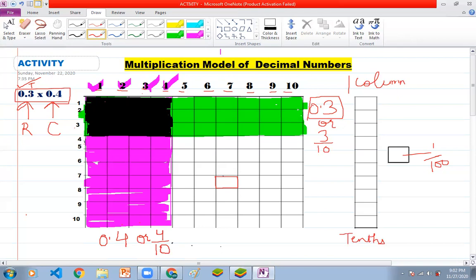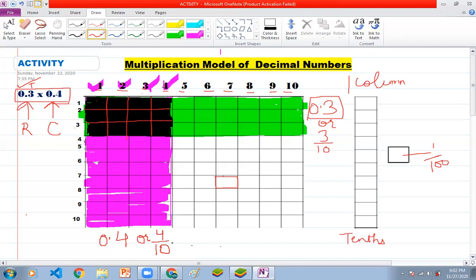And now how will you get the answer of the multiplication of 0.3 and 0.4? The overlapping part will give you the multiplication answer, right? The overlapping part will give you the answer of the multiplication. So these parts are overlapping, so you can see that when you are shading it, it is showing a black color, so it's not visible. I'm making it visible with the red color.